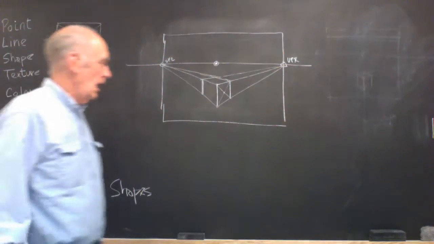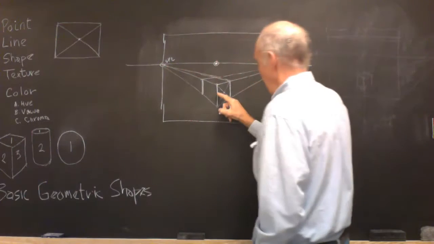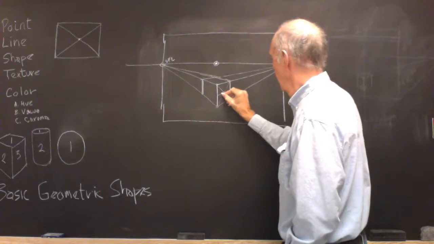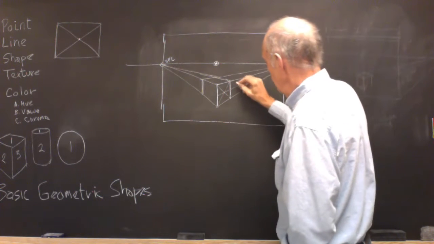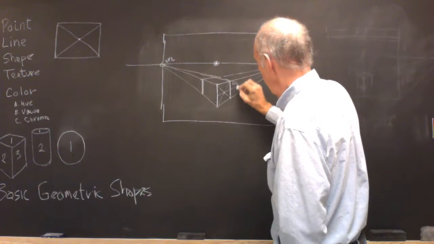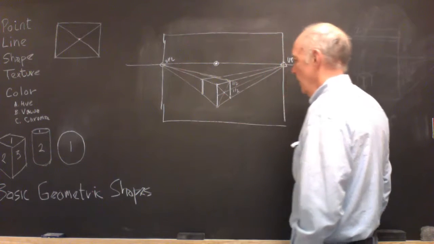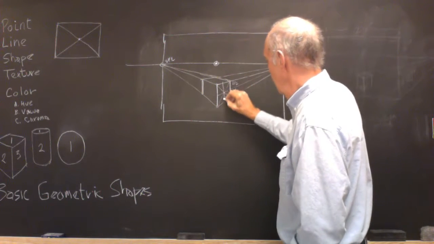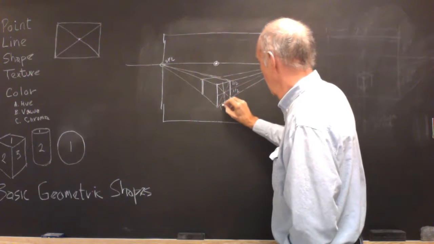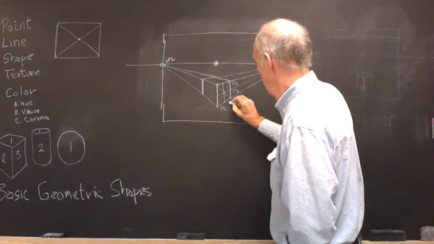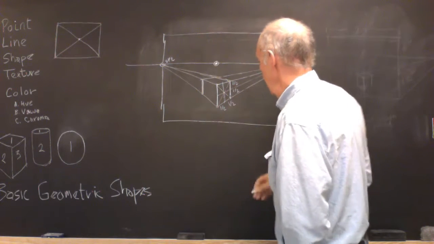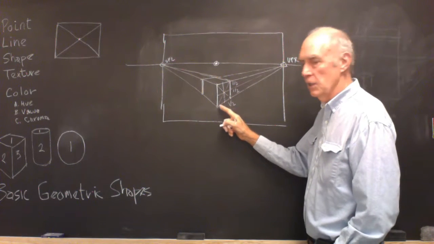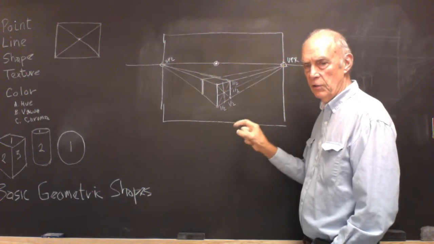Now, if I draw a line through that point to this vanishing point over here, it cuts this line in half. 1/2, 1/2. If I draw a vertical, it cuts this in half. Now, if you measured, this line here would be shorter than this line here because it's in perspective. In other words, it's further away from you.